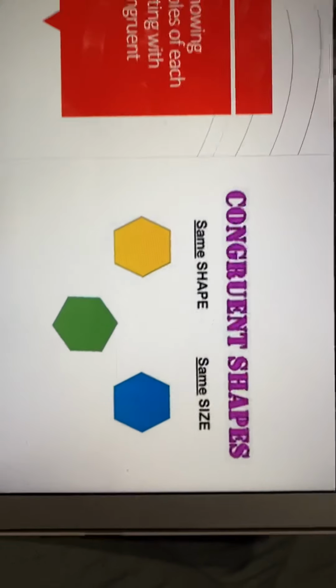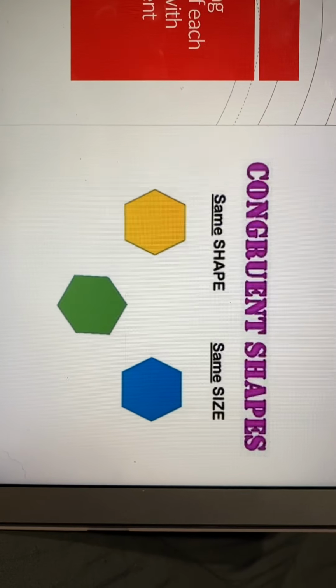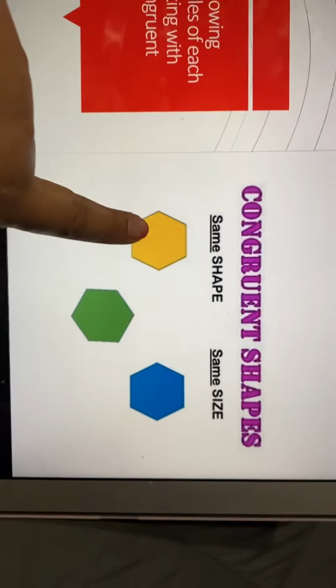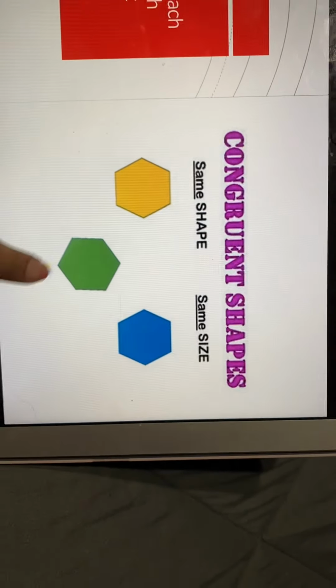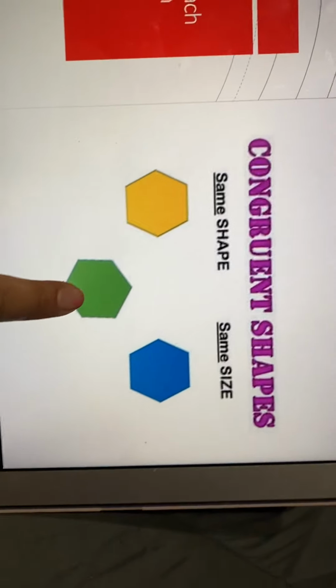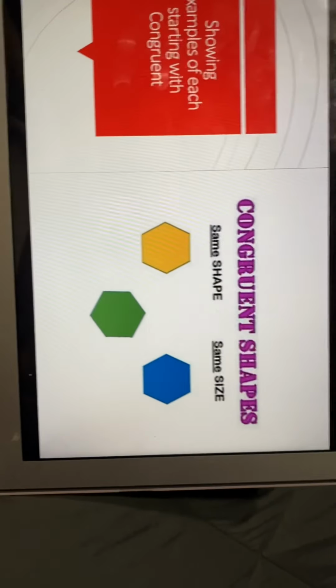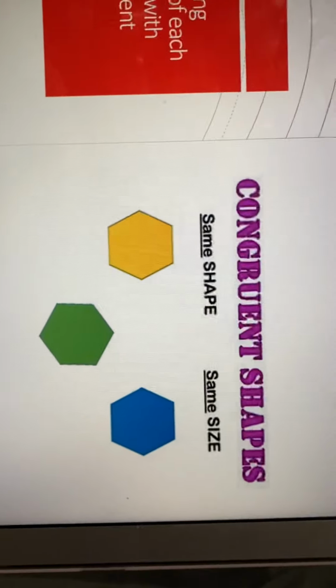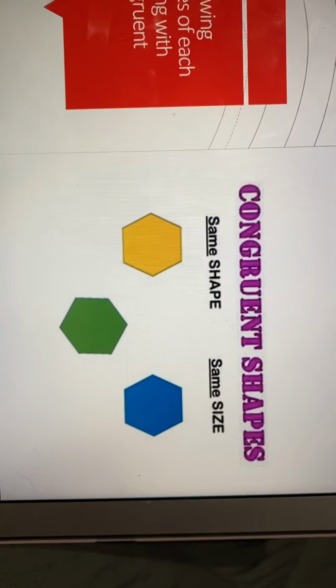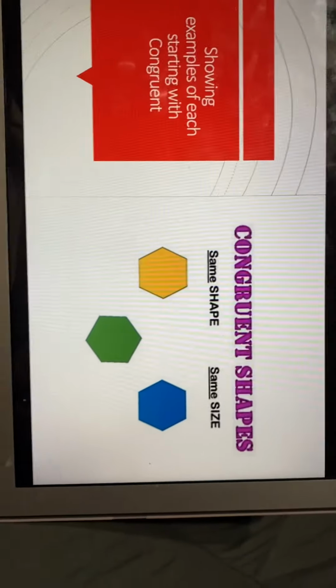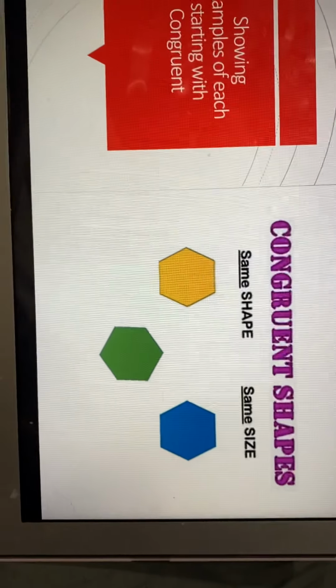And here we have an example. Congruent shapes, same shape, same size. Here we have hexagons. You can see here that this hexagon isn't in the same position as the other ones. They're not the same color. They're all in different spots in the page, but they're all the same shape and the same size.